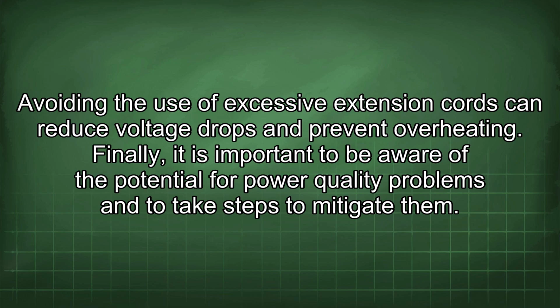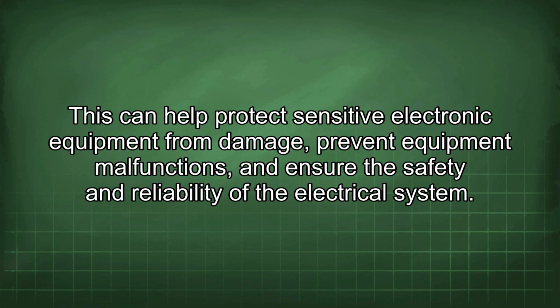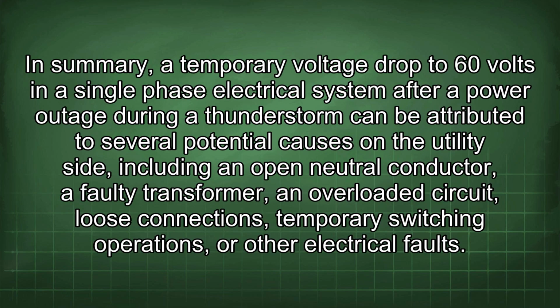Finally, it is important to be aware of the potential for power quality problems and to take steps to mitigate them. This can help protect sensitive electronic equipment from damage, prevent equipment malfunctions, and ensure the safety and reliability of the electrical system. In summary, a temporary voltage drop to 60 volts in a single-phase electrical system after a power outage during a thunderstorm can be attributed to several potential causes on the utility side, including an open neutral conductor, a faulty transformer, an overloaded circuit, loose connections, temporary switching operations, or other electrical faults.